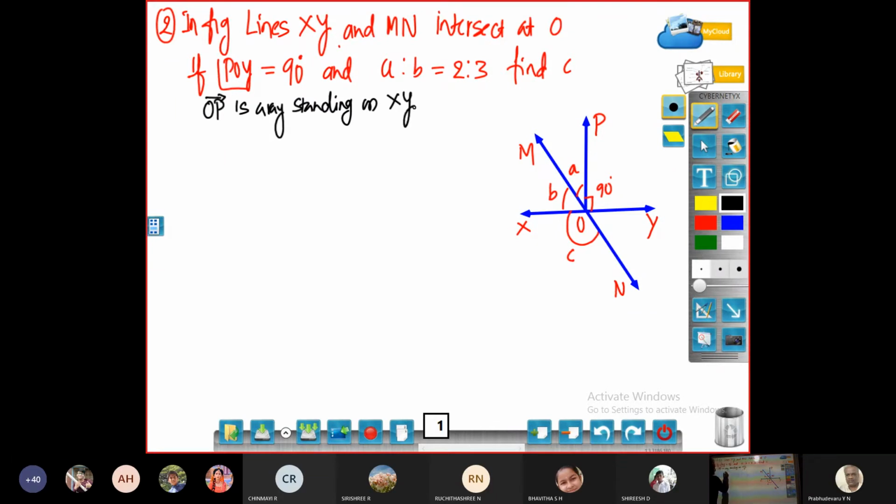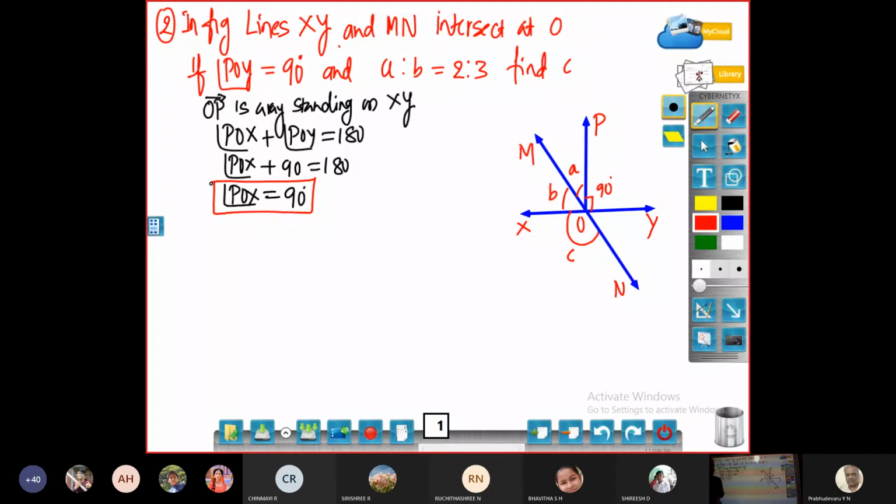XY. Therefore, I can write angle POX plus POY is equal to 180 degrees. Since this POY is 90 degrees, we will get POX plus 90 is equal to 180. So therefore, POX is also equal to 90 degrees. Transfer this 90 to the right side and you will get this angle 90 degrees.